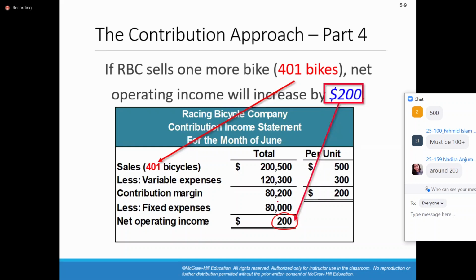Now, if we sell 2 more units over the break-even point, in that case, I will have net operating income of how much? 200 or 400? I will have net operating income of 400. Okay. So it happens in this way.